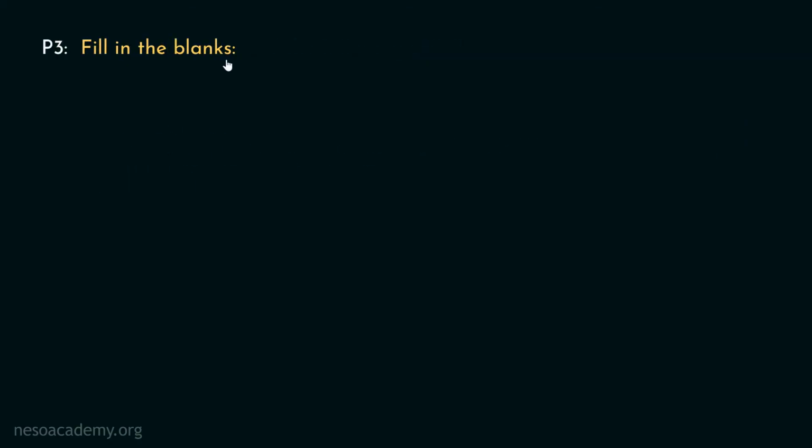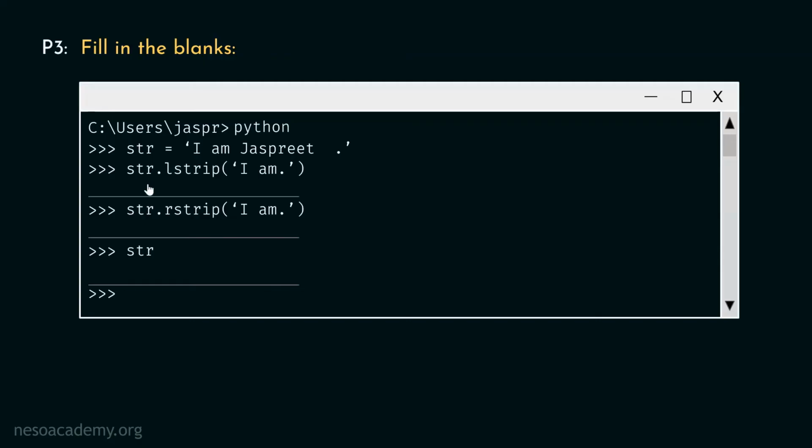Fill in the blanks. In this program, there are a total of 4 commands. The first command is str equal to "I am Jaspreet" with 2 white spaces and a full stop. The second command is str.lstrip with this string provided as an argument. The third command is str.rstrip with this same string provided as an argument, and the fourth command is str.strip. Apart from this, it can be observed that the outputs of these commands are not provided here. Your job is to fill in these blanks.